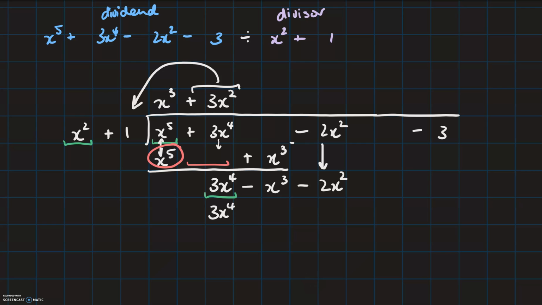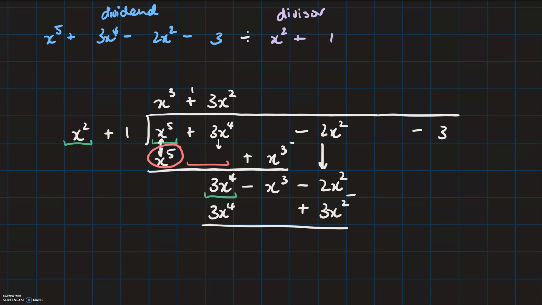When I multiply it into my divisor, what do I get? So I've got 3x to the power 4, plus 3x squared from when I multiply this plus 1 by this 3x squared. So let's put that in. Plus 3x squared. And I line it up with my x squared term. I subtract the 2. Okay, so I'm subtracting the 2 now.